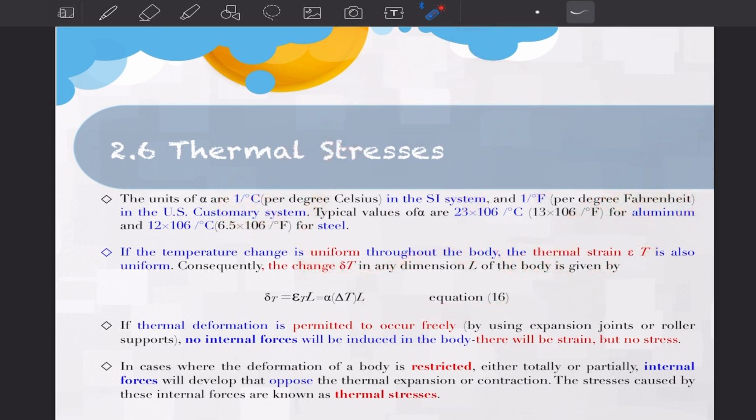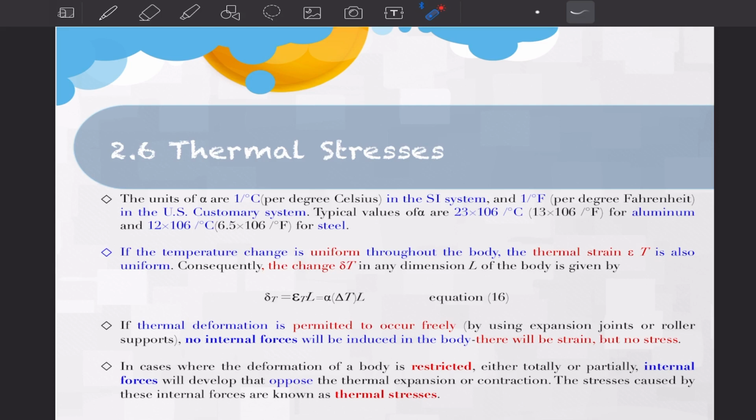If the thermal deformation is permitted to occur freely, so kung imo siya ipa-deform using roller supports or expansion joints, meaning roller, meaning dili nimo siya i-restrict iyang movement, depende kung asa mag-move imong roller. So, walay internal forces nga ma-induce sa body. So, wala siya stress nga gina-exert, kay imo man siyang gipa-deform freely.